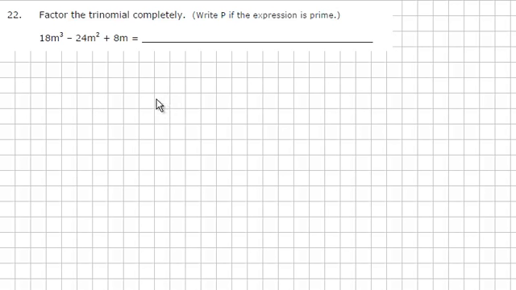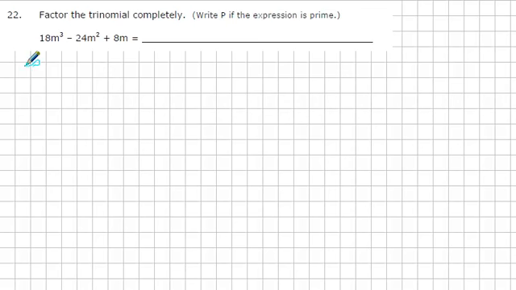So first of all, we want to look for the greatest common factor. Notice that each of the coefficients is divisible by 2. Each of them is even. Notice also that each term contains a factor of m. So let's go ahead and factor each of the terms to determine the greatest common factor.